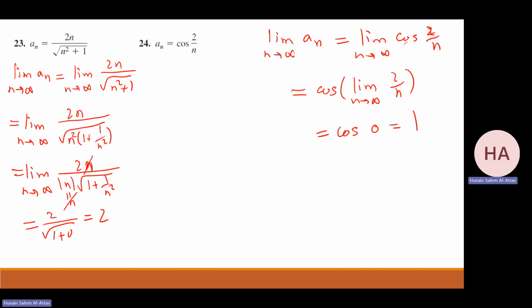Yeah, this one, cosine 2 over n. This is what I did since cosine is a continuous function. I took it outside. This is a continuous function. Okay.